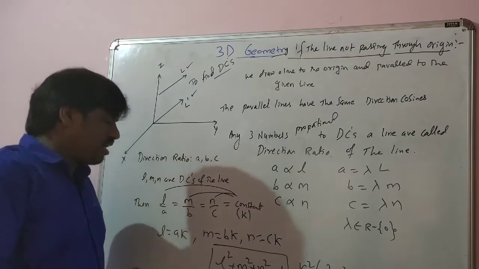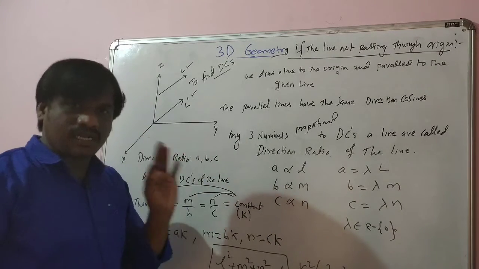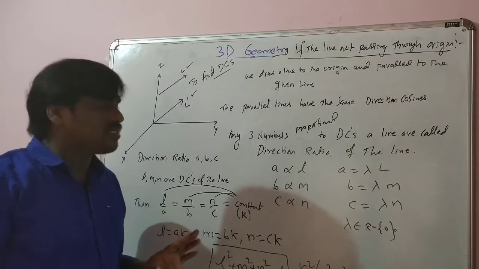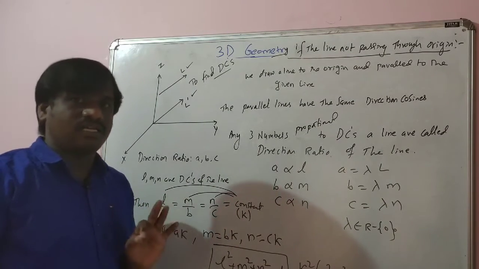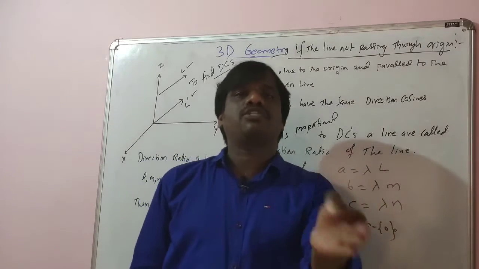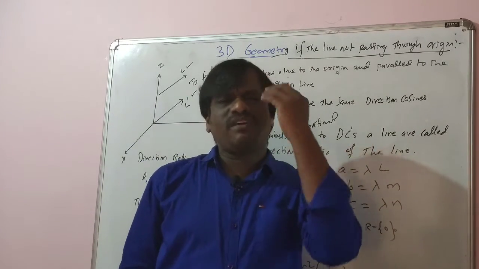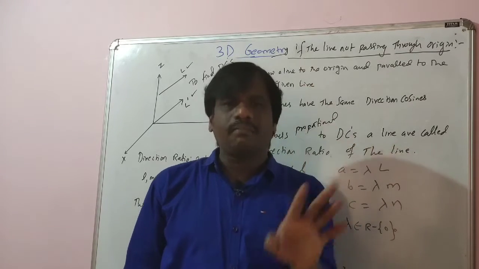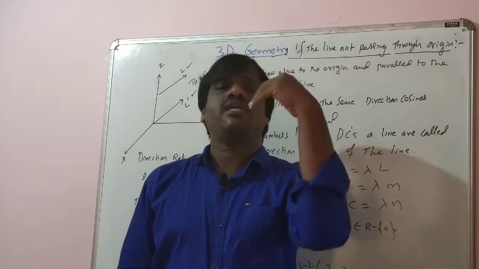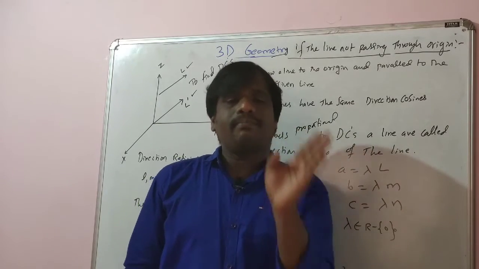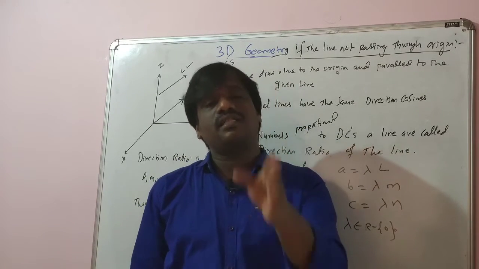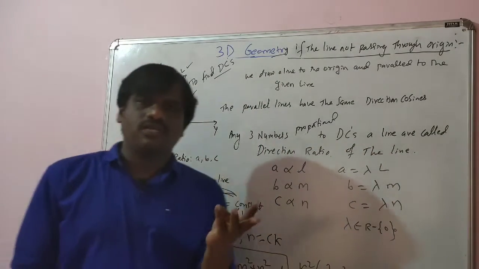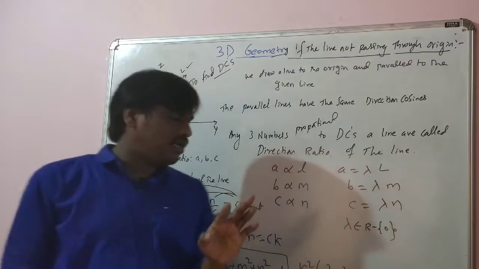Let me explain clearly what L, M, N are. L, M, N are direction cosines, and direction ratios are any three numbers which are proportional to direction cosines. They are called direction ratios. You already know what direction cosines are.